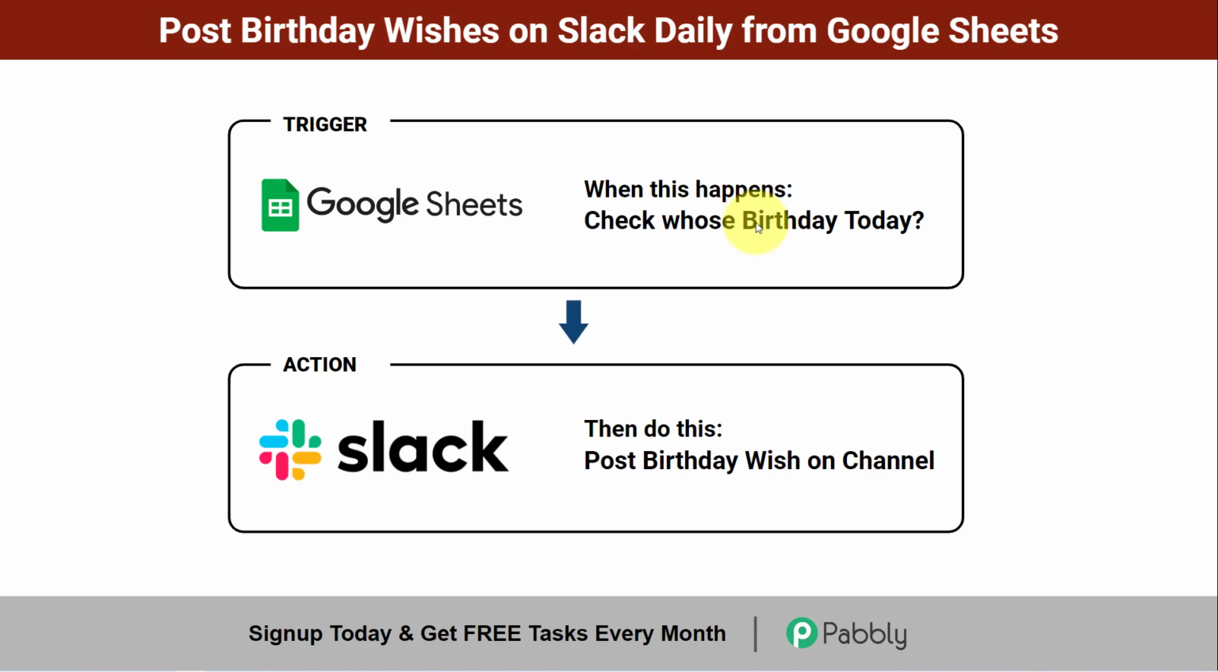If it finds out that it's the birthday of 3 persons in the team, it will automatically post a birthday wish on the Slack channel for those 3 persons with their names, so that you do not have to check your Google Sheet daily and post the wishes manually. Yes, it is possible, and that too without involving any technical stuff. So if you also want to set up this automation for yourself, come with me and I'll show you the process step by step.